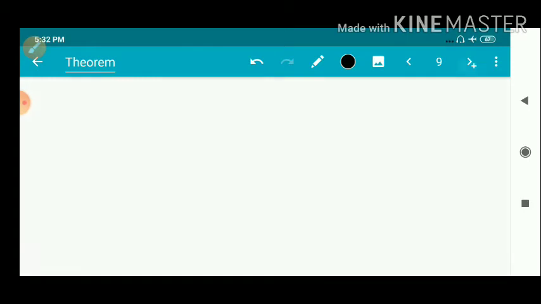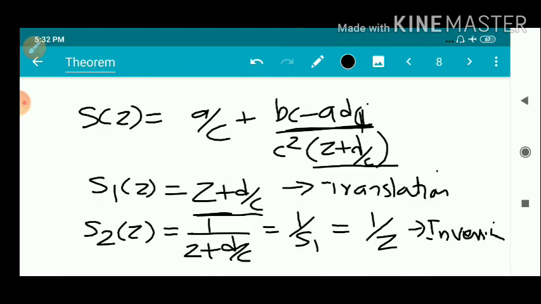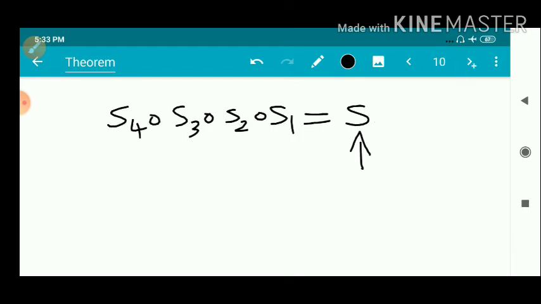A by C plus Z is a translation, and we can write S4 composition S3 composition S2 composition S1 equal to S. That is the bilinear transformation or the Mobius map. S can be represented as the composition of S1, S2, S3, S4, where S1 is a translation, S2 is an inversion, and S3 is a dilation, and S4 is again translation. That is, this theorem said that any bilinear transformation or any Mobius map can be represented as a composition of translation, dilation, inversion, etc.